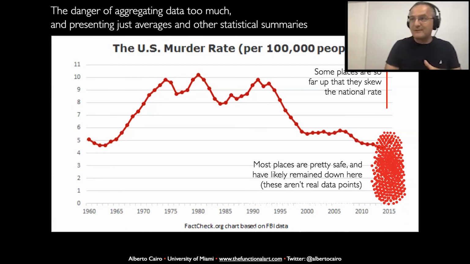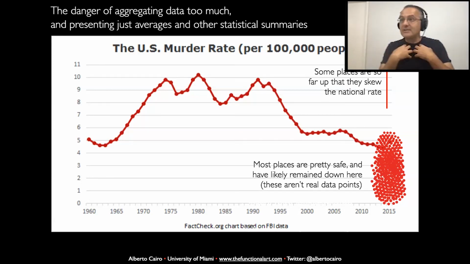Now, the flip side is that people who have a background in statistics, science, engineering may go too far, and they may try to show every single place in the United States rather than just the national rate. And that would be too much. That may obscure the whole purpose of the visualization.